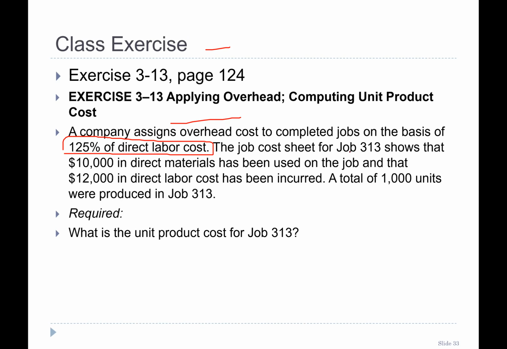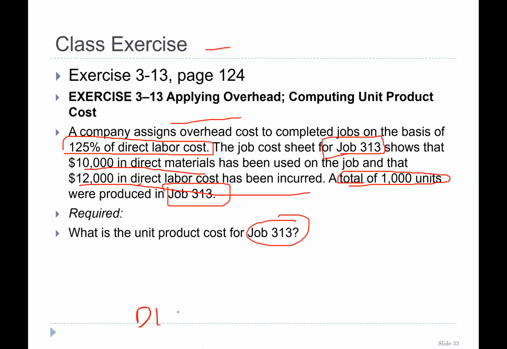So job cost sheet for job 313 shows that 10,000 in direct material are used and 12,000 direct labor cost has been incurred. See? So a total of 1,000 units are being produced in job 313. So what is the unit cost for 313? Unit cost of 313. So it means we are asking for the complete job.